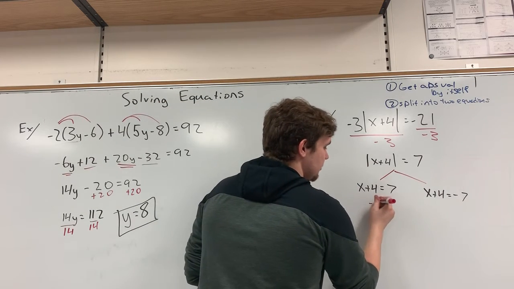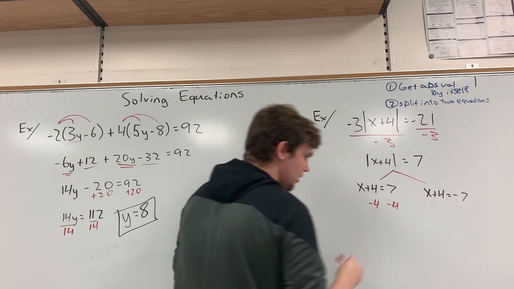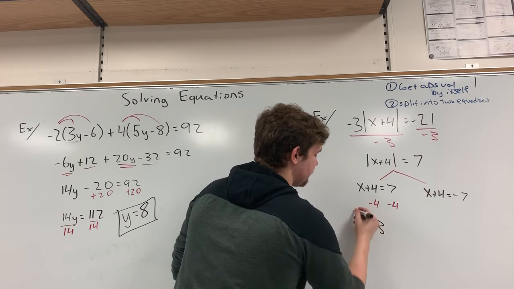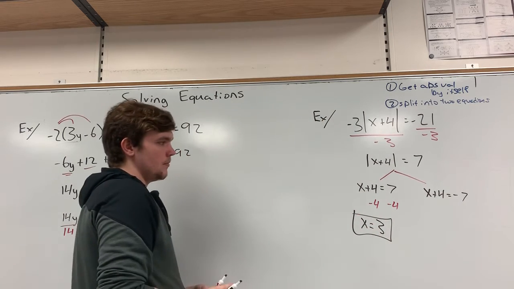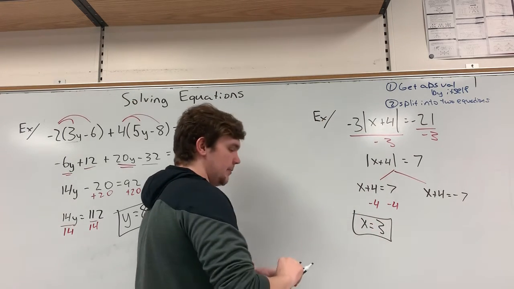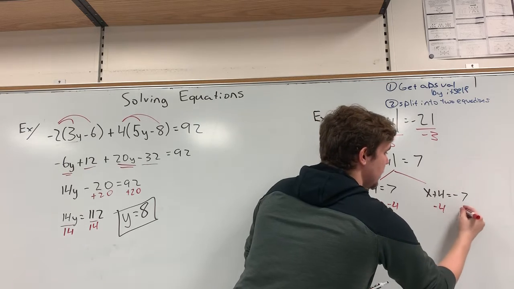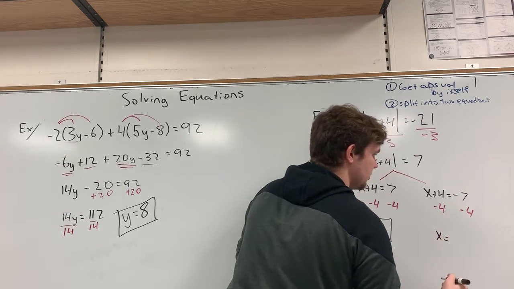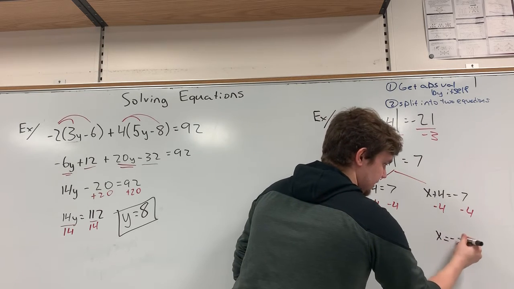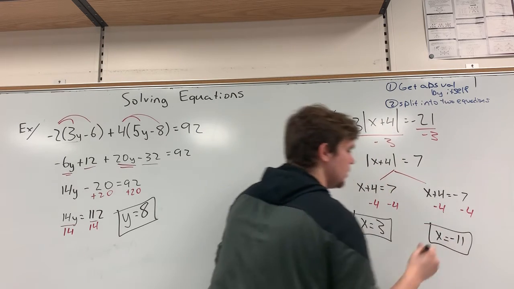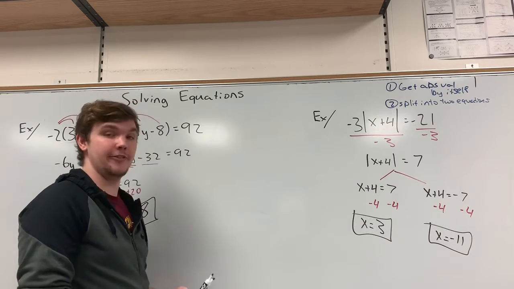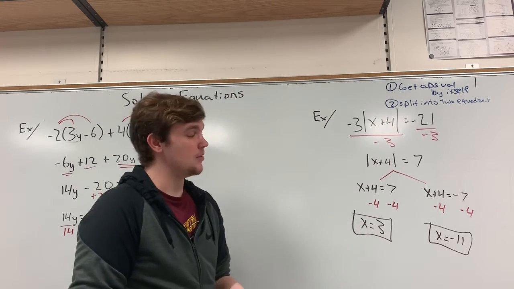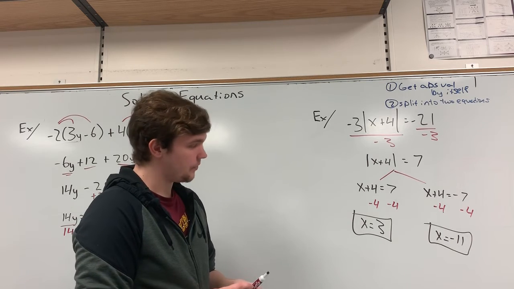So on this guy, we'll subtract 4, and I get x equals 3. And then on this guy over here, same thing. I'll subtract 4 from both sides, and I get x equals -7 minus 4 is -11. Okay, so I really have two different answers here. One of them is x equals 3. One of them is x equals -11.